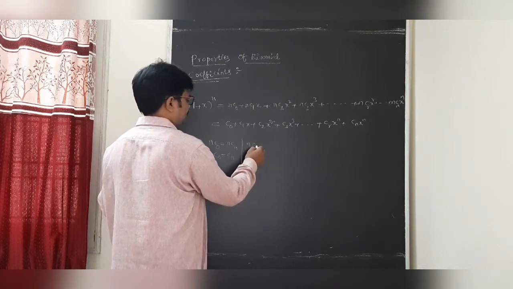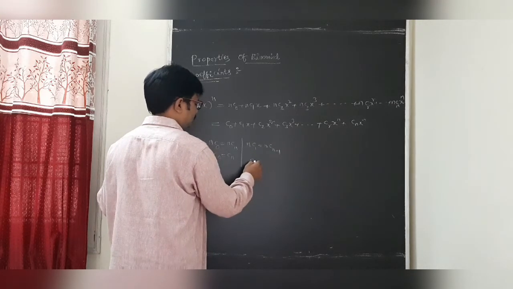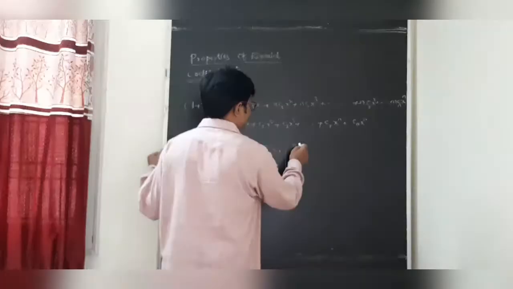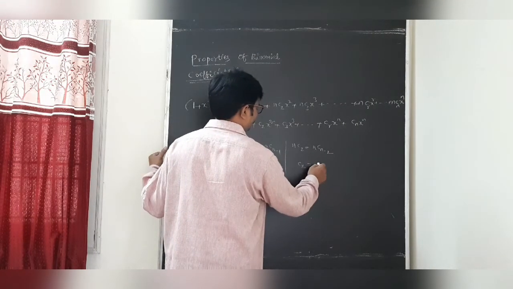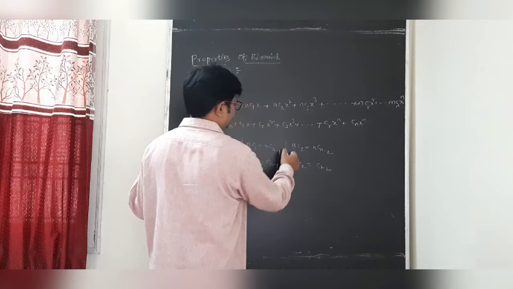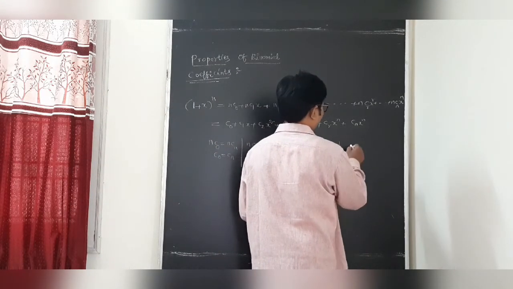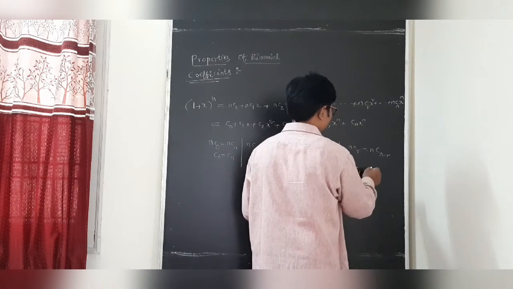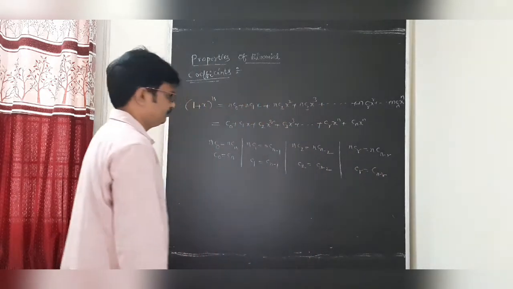After that, students, C1, nC1 equals nC(n-1). This can simply be written as C1 equals C(n-1). Similarly, nC2 equals nC(n-2). Therefore C2 equals C(n-2). Here C2 is nothing but nC2, and so on, students. Another one: nCr is nC(n-r), so Cr is C(n-r). These are all called binomial coefficients.